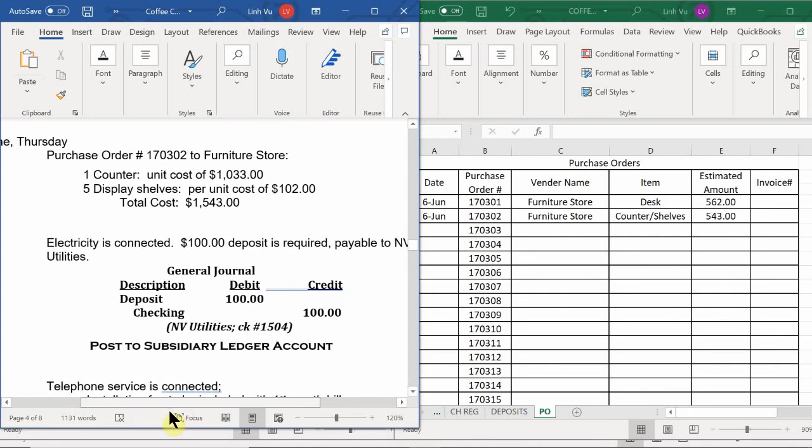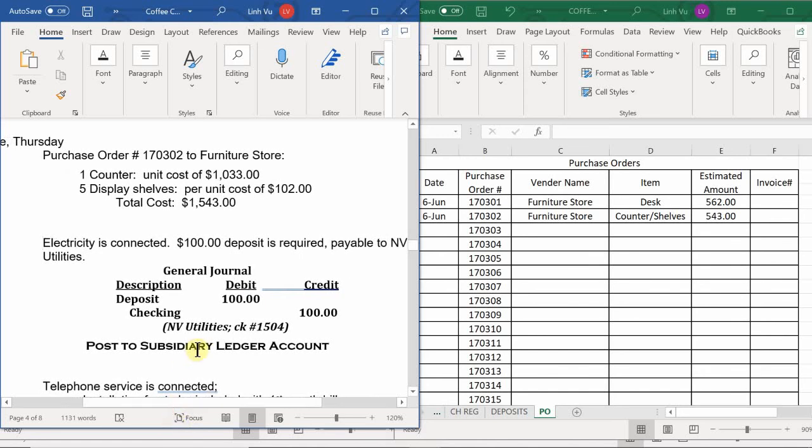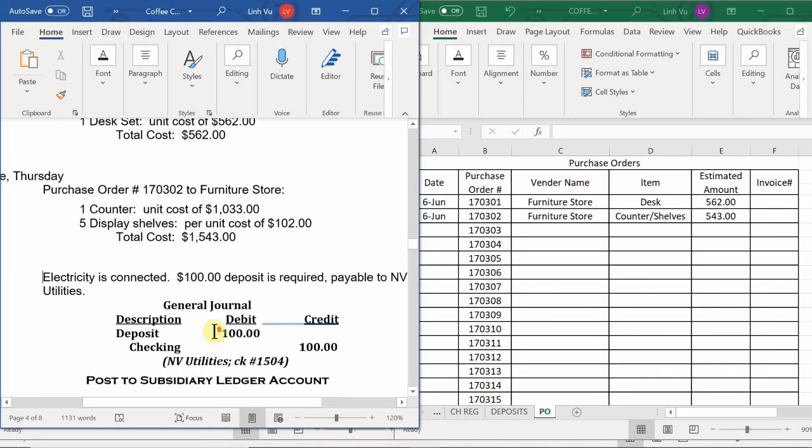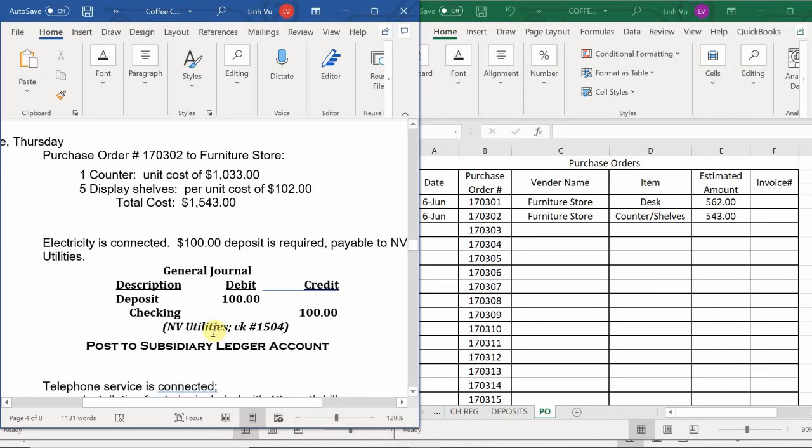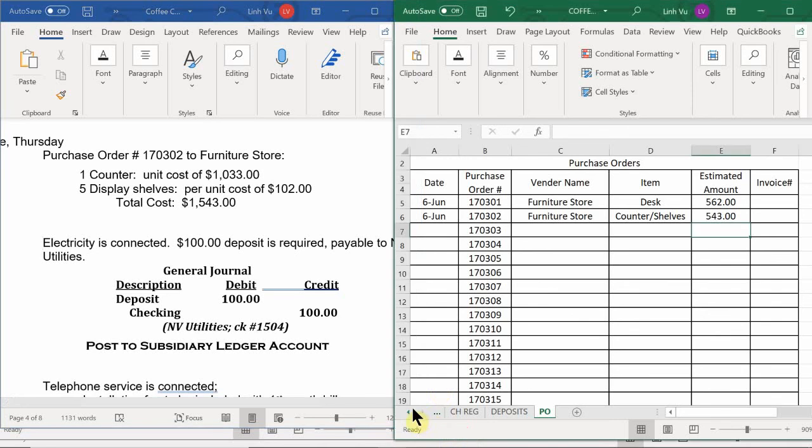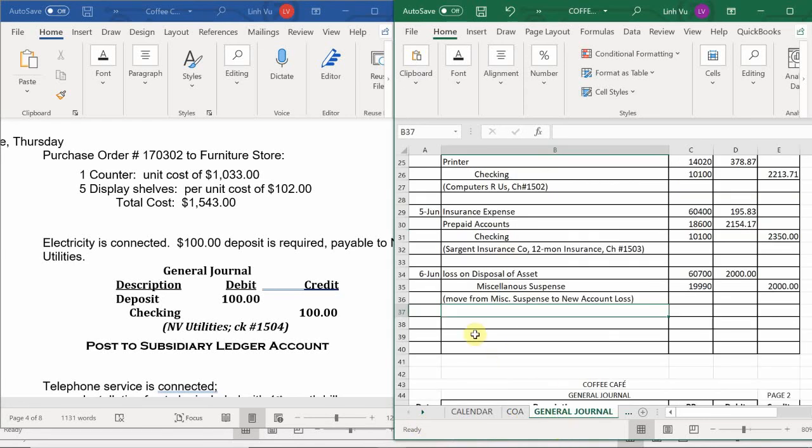So in this case, we're going to go ahead and write them another check. We're going to make our deposit for the electricity to be turned on by NV Utilities. So in this case, this isn't an electricity bill. This is a deposit, right? So how do I journalize this transaction?